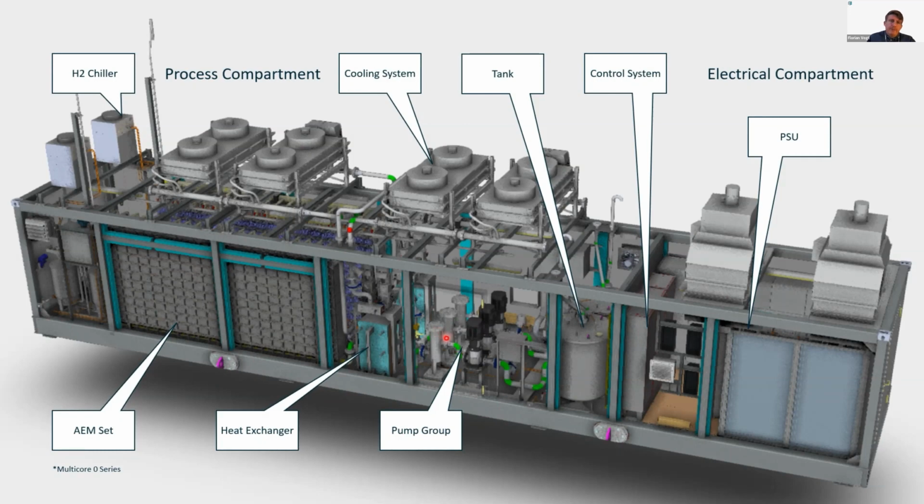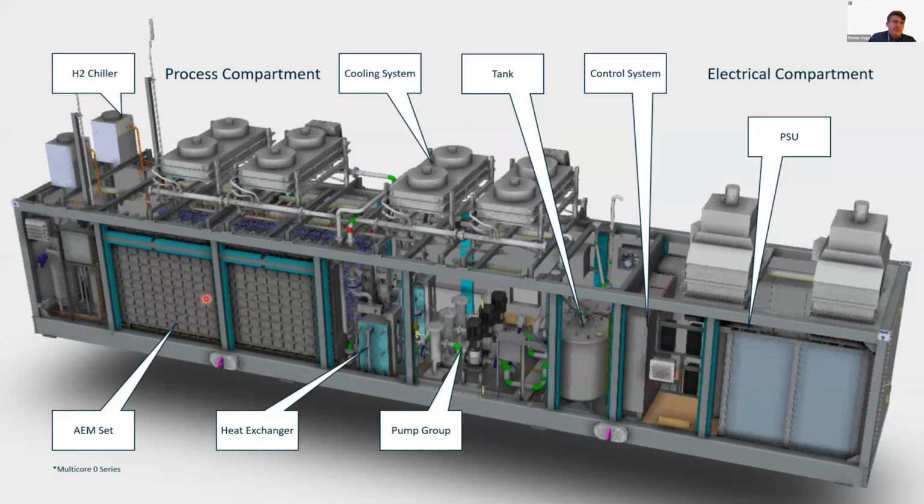So then here you can see the filters. From here we go with the electrolyte into our heat exchanger. You can see here, and we extract the heat to the roof here. And from this point, we will go with the electrolyte into our AEM sets.